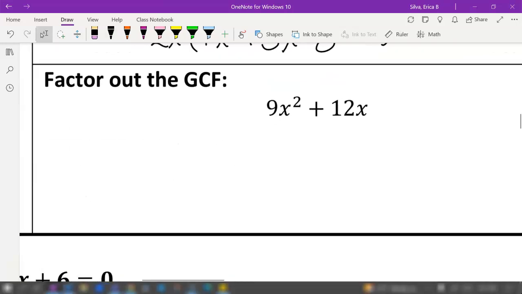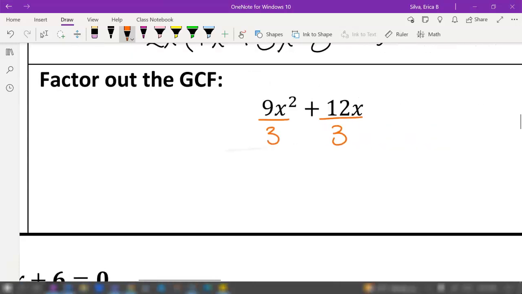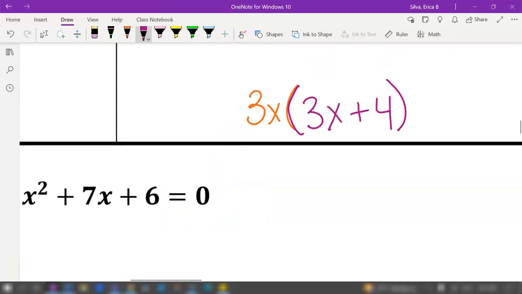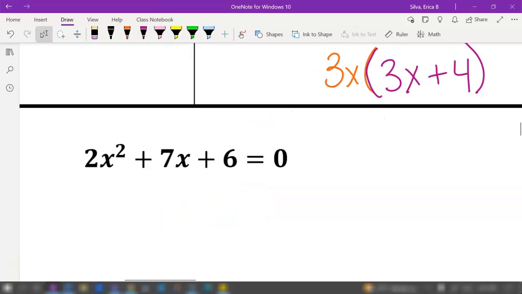Now let's factor out the GCF from these two terms. We can factor out a 3, and since they both have at least one x, we can factor out an x as well. So my greatest common factor is 3x, and when we factor it out, we go 9 divided by 3 is 3, x squared divided by x is x. 12 divided by 3 is positive 4, x divided by x cancel because they equal 1. And that's factoring out the GCF.